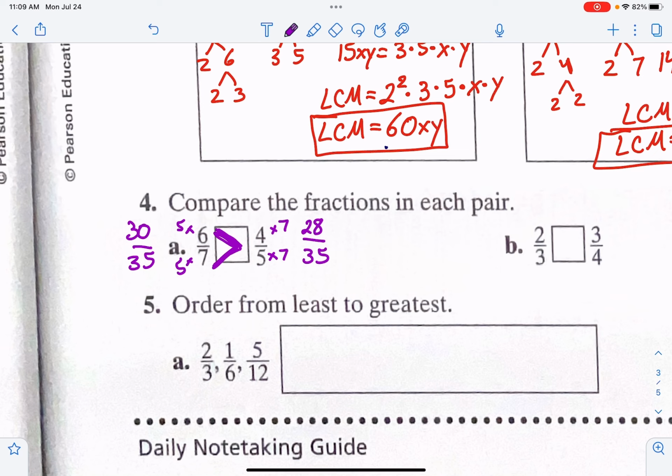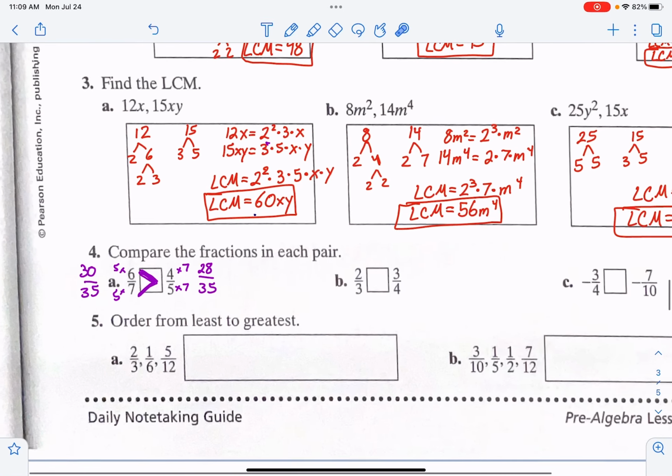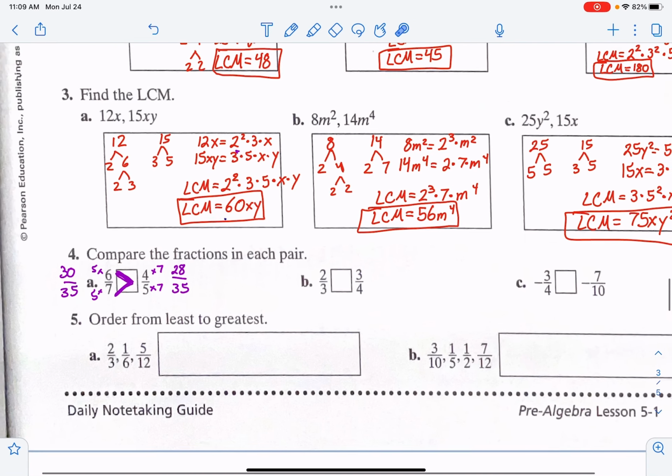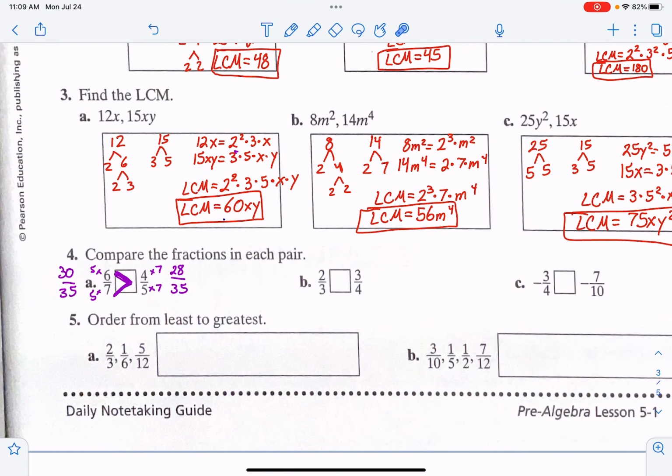So we put the bigger side of our greater than symbol on the 6/7 and the smaller side on the 4/5. Okay, so to show your work on these, show what you're multiplying by, what you got, and then your symbol between them. So we'll go ahead and pause the video and you can do B and C on your own, and then we'll go over them.